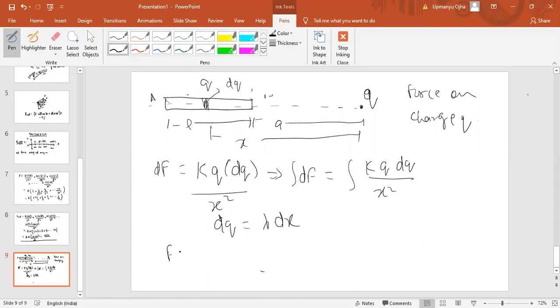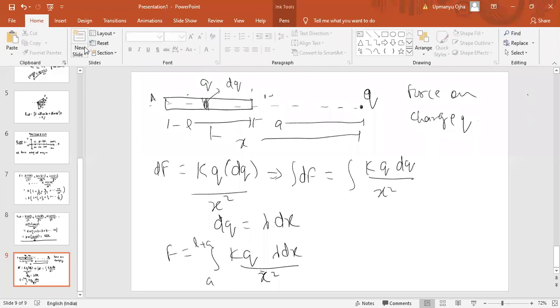So the net force F will be equal to the integration of k q dq, which is lambda dx, divided by x square. Now this x will vary from which point to which point? It is varying from A to L plus A. Fine.